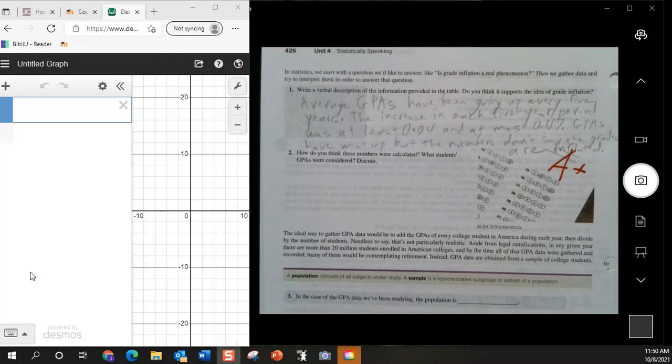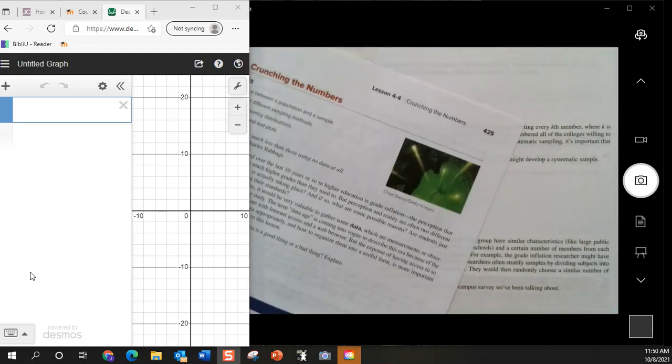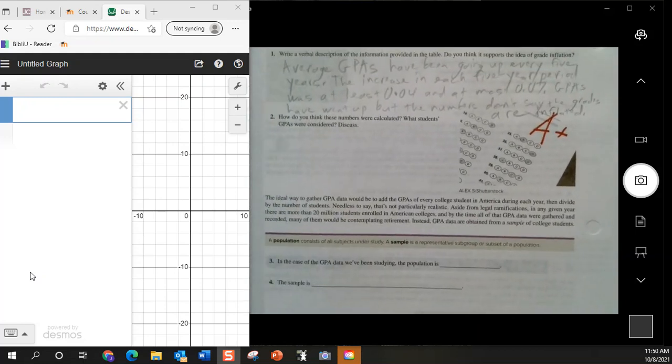It says, how do you think these numbers were calculated? What student GPAs were considered? Well, there's a lot of things that could have happened here. As far as I know, it doesn't tell us what students they included. It could have been the top students of the school. It could have been a select type of schools, like there are some schools that only let high achievers in. Or these numbers could have been calculated taking out certain courses. We just don't know. So that is up to your discretion.